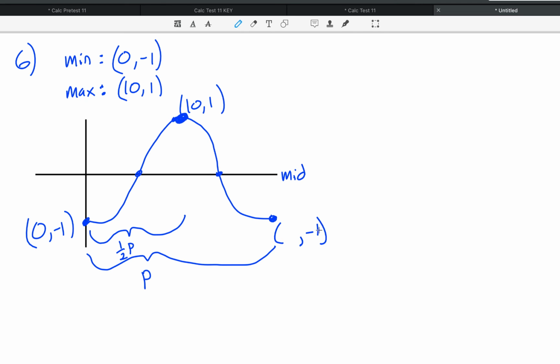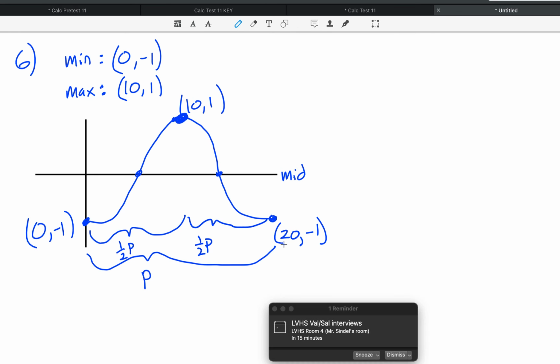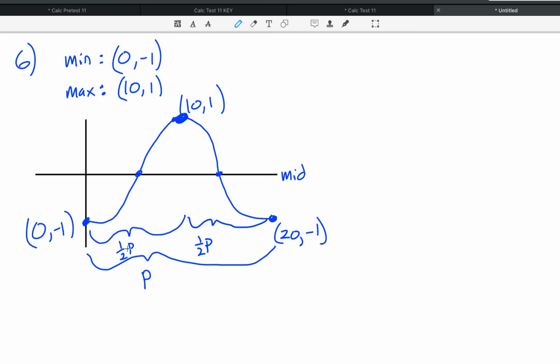comma, -1. Why -1? Well, -1 is over here. It has to have the same height. What is that something? Well, if I've gone 10 for half the period, all I have to do is add on another half of the period to get to my final x coordinate. So if I've gone 10, go another 10. 10 plus 10 is 20. This x coordinate must be 20. And guess what? This whole distance is 20, which means my period is 20.